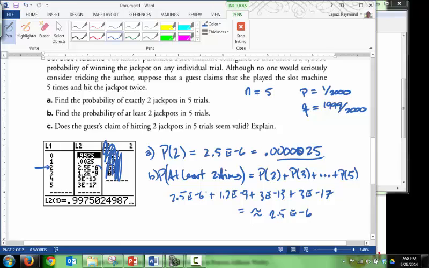So this is a very, very, very small probability. Does a guest claim of hitting 2 jackpots in 5 trials seem valid? No. So there must be something, this is the thing about the law, the small event rule or whatever it's called. If this were actually true, then there must be something else going on here. Okay? Any questions? All right, let me show you how to do this same problem a slightly different way.